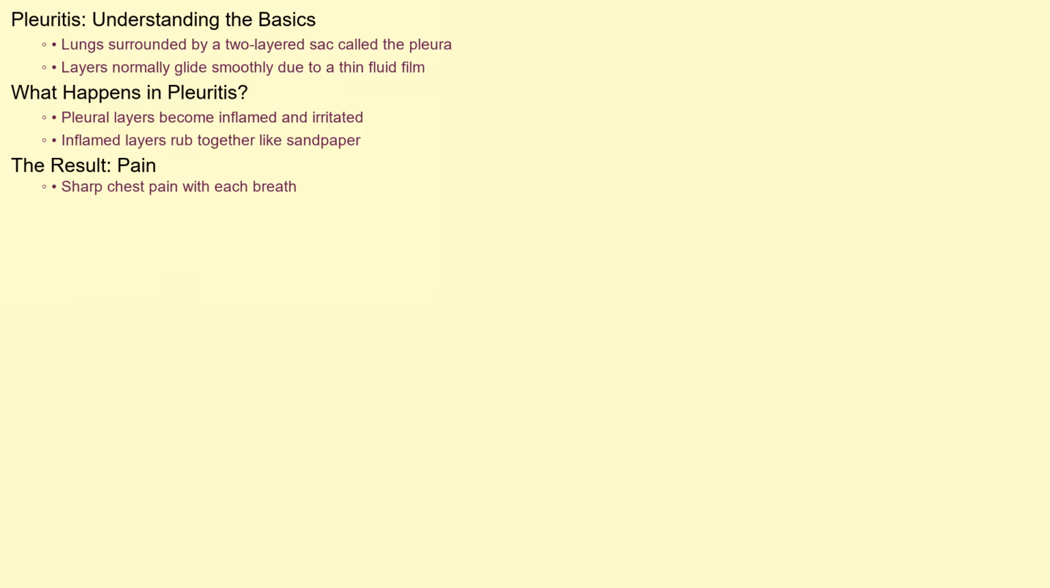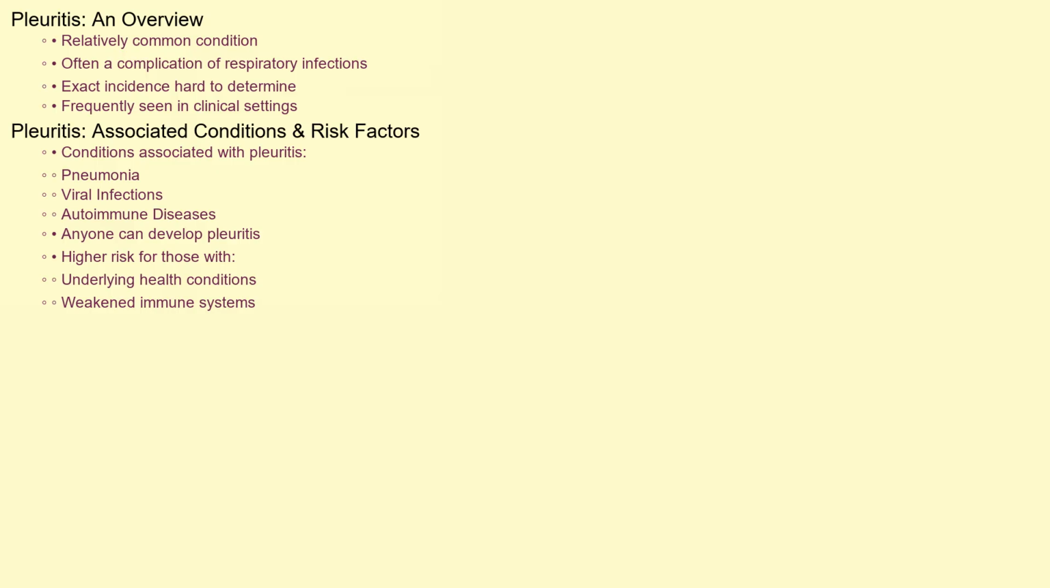To understand pleuritis, imagine your lungs are nestled within a sac made of two layers called the pleura. These layers are normally separated by a thin film of fluid that allows them to slide smoothly against each other as you breathe. In pleuritis, these layers become inflamed and irritated. This inflammation causes the surfaces to rub together, like sandpaper, with each breath you take, resulting in the characteristic sharp chest pain.